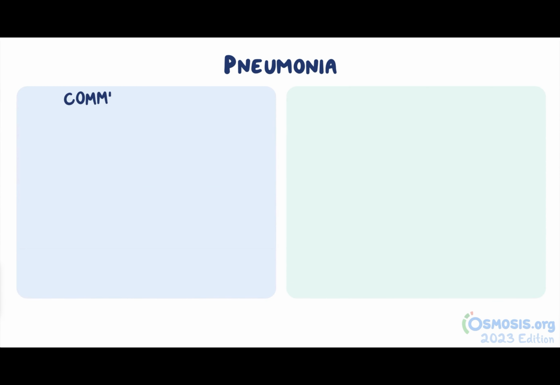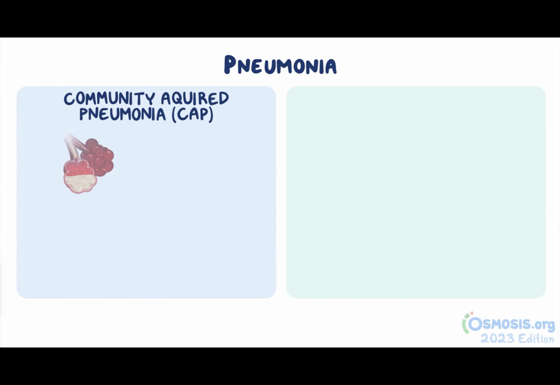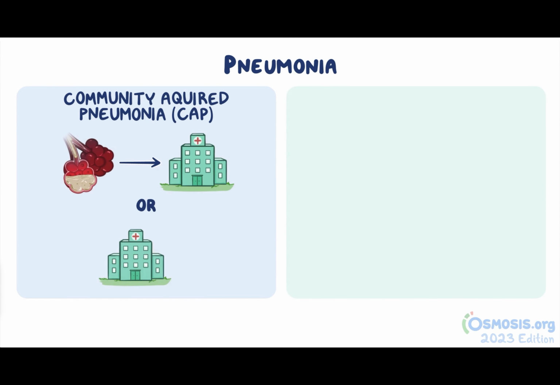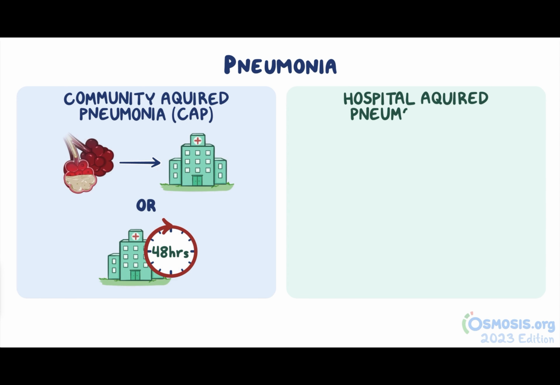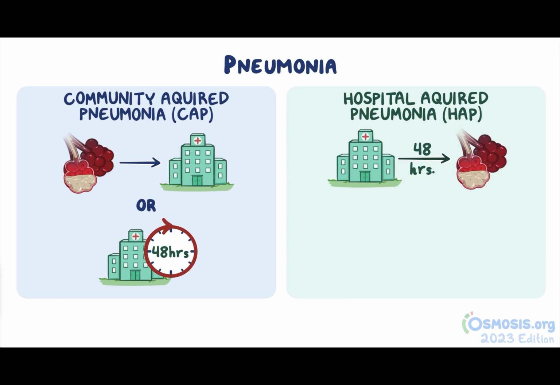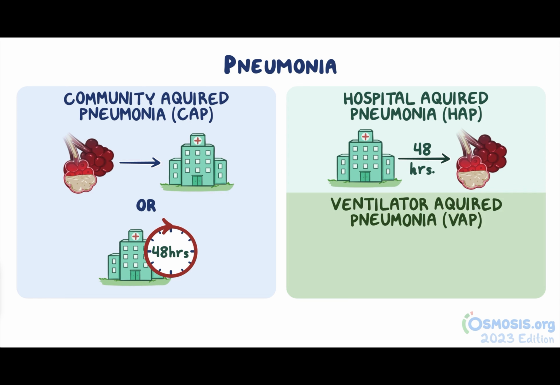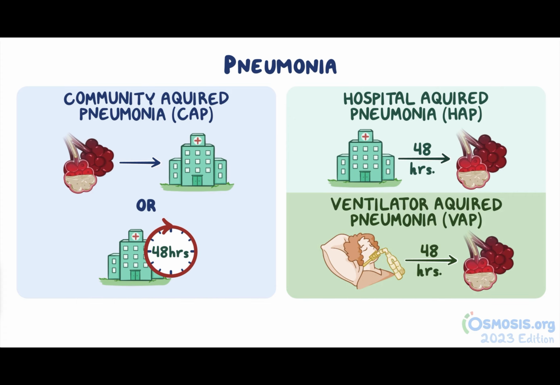Now, based on the setting in which pneumonia develops, we can subdivide it into two main types: community-acquired pneumonia, or CAP for short, which is when a person develops pneumonia outside of a hospital or within 48 hours after hospital admission, and hospital-acquired pneumonia, or HAP, which develops after 48 hours from hospital admission. Finally, there's a special subtype of HAP called ventilator-acquired pneumonia, or VAP, which refers to pneumonia that occurs in patients on mechanical ventilation 48 hours after endotracheal intubation.